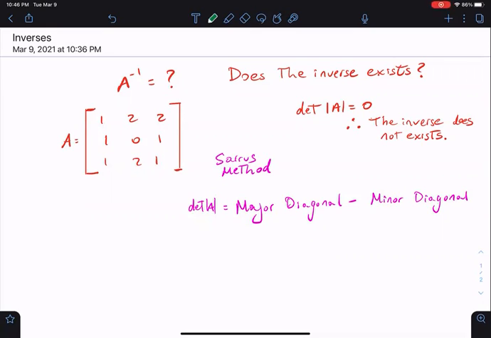How can we know? Well, you take the determinant. If you take the determinant and the determinant equals 0, then the inverse does not exist. If the determinant is any other number that is not 0, then the inverse exists, right? So how can we do this? Okay, first of all, we need to compute this, right? We can use Sarrus' method.